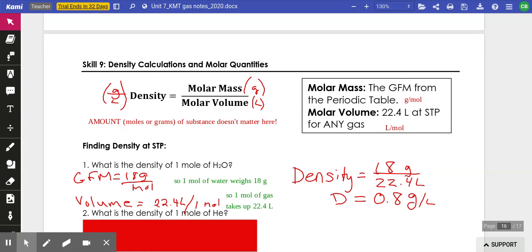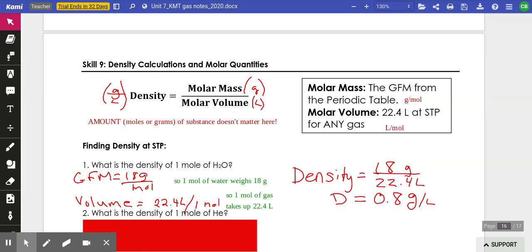So if we're just talking about a mole of something, it is relatively simple to do this calculation to get the density. A density is a unit of mass per volume. And so molar mass, which is grams per mole, if we're just talking about 1 mole, then it's just grams. And if we're just talking about 1 mole, it's just liters. So all you need to do is take the molar mass, or the GFM, and divide that by the molar volume, which is always 22.4 liters. That never ever changes. So that's it.